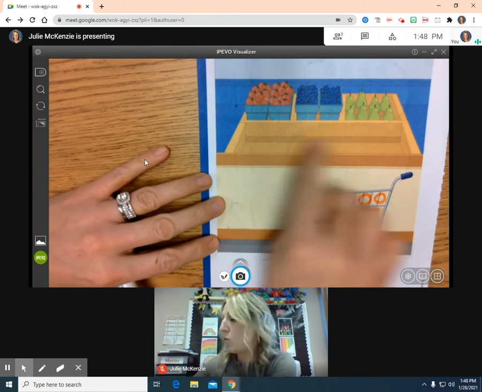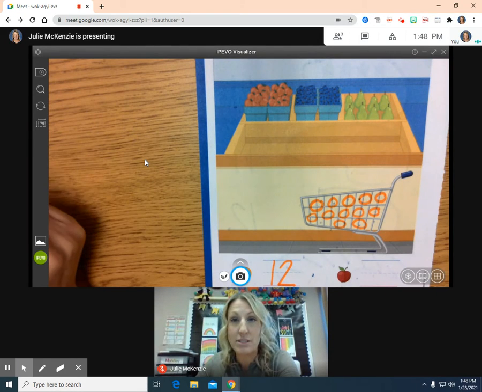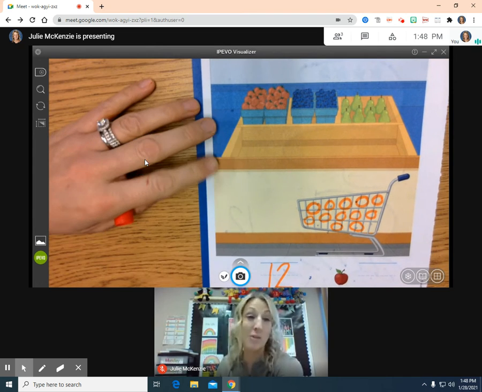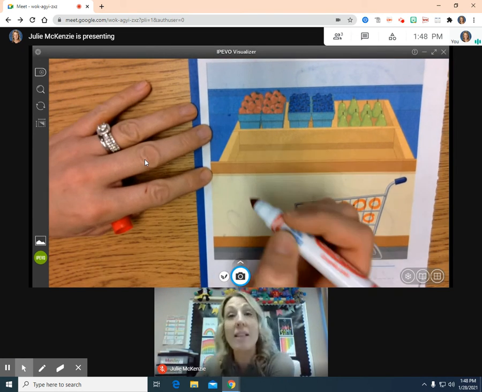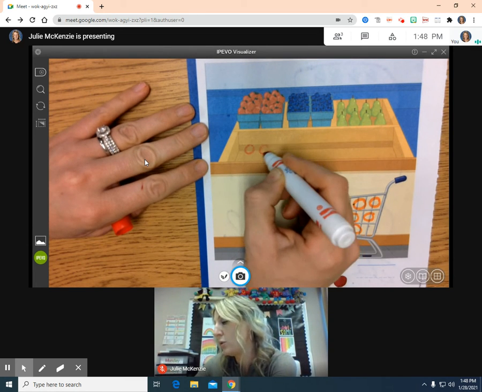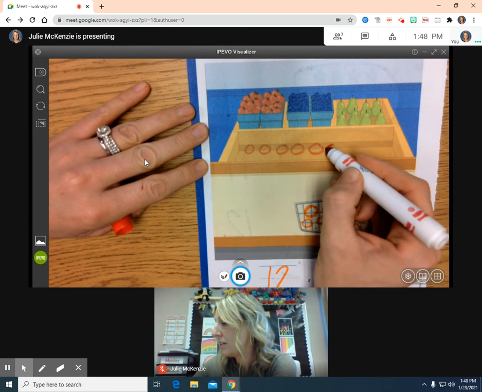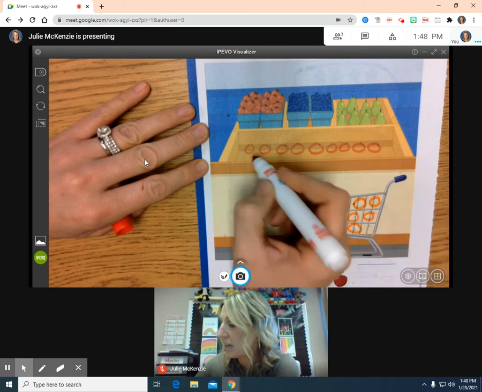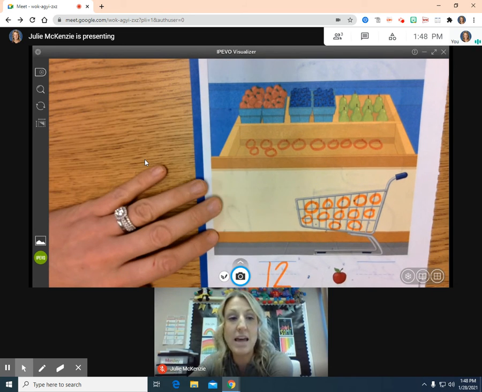Now, up here, we are going to pretend that we have 11 apples. I'm going to use red to make my apples. You don't have to use red, but if you have a red, you can. Let's make 11 apples. While I count out loud, you count out loud too. 1, 2, 3, 4, 5, 6, 7, 8, 9, 10, 11. There are 11 apples at the store.